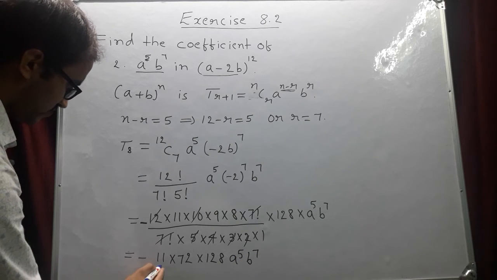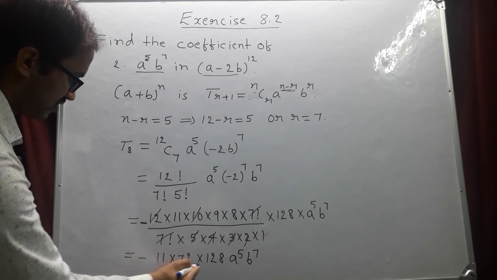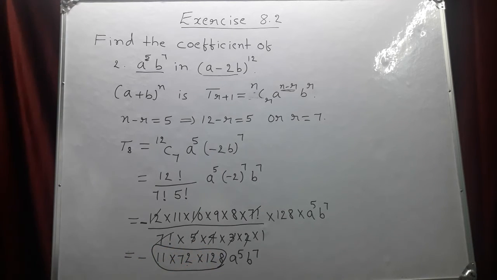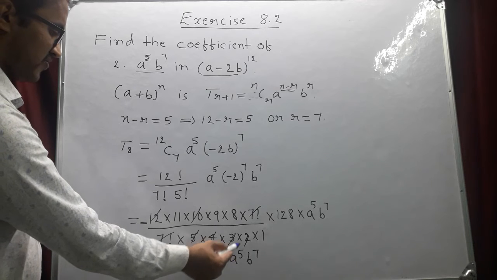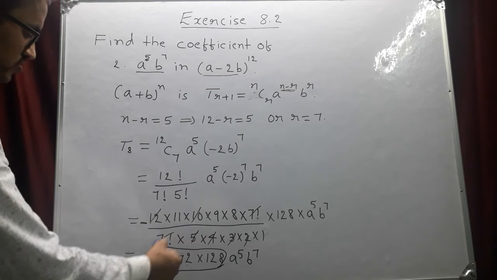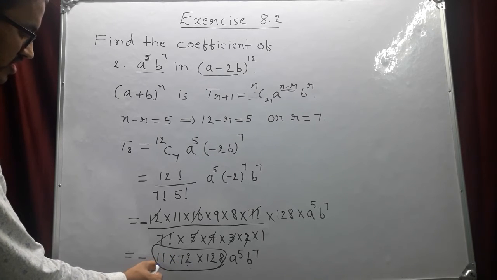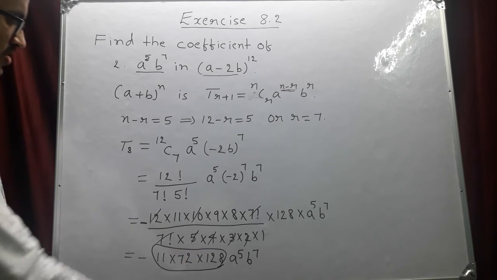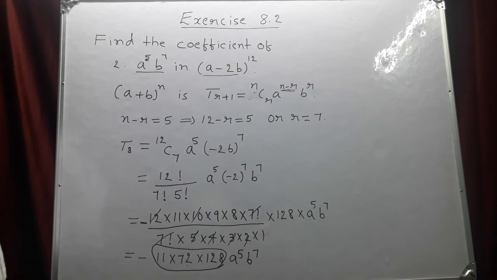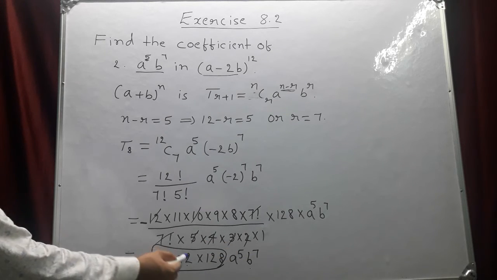So simplify this one, 11 into 72 into 128. This is the coefficient of a power 5 into b power 7. So you have to simplify this value, 11 into 72 into 128. Here the coefficient of a power 5 b power 7 will be negative.